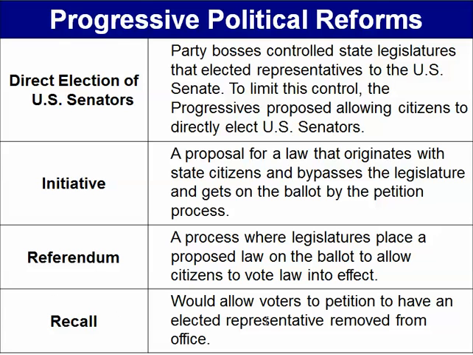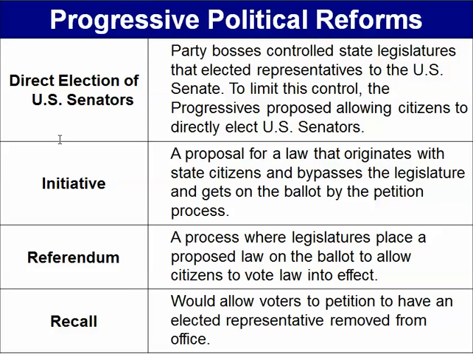And recall would allow voters to petition to have an elected representative who is already in office removed from office before his term is up. And then this direct election of U.S. representatives is referring to the 17th Amendment of the United States Constitution. Here party bosses controlled state legislatures that elected representatives to the U.S. Senate. To limit this control, the progressives proposed allowing citizens to directly elect U.S. senators. And that's exactly what they did with the 17th Amendment. And all four of these are progressive political reforms.